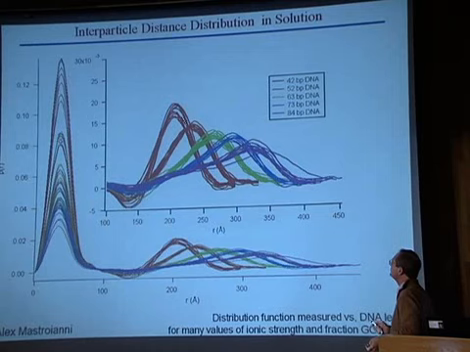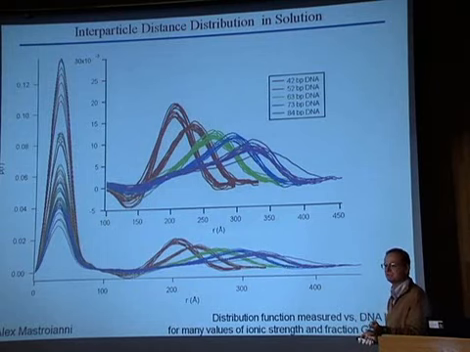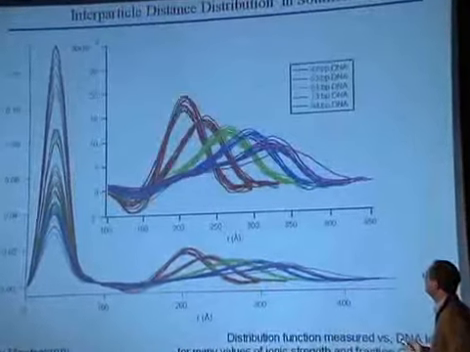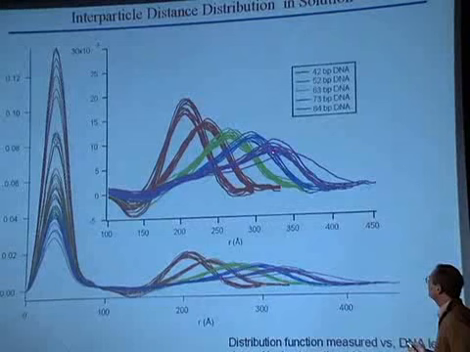This is the distribution of distances. All these curves correspond to different ACGT content, which changes a little bit the rigidity of the DNA, and also slightly different salt concentrations. But basically, you can change the length of the DNA, and you can see that the two particles get further and further apart.